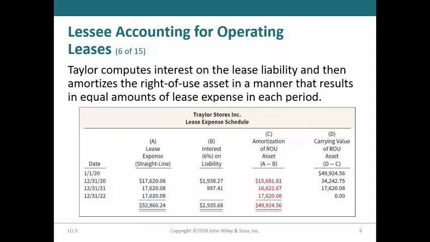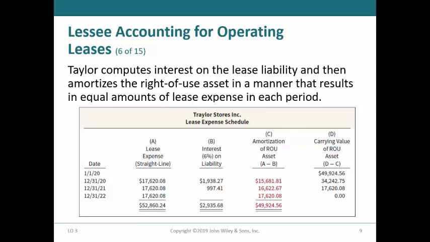So for the first year, we take the annual lease payment of $17,620.08 and subtract the interest that was calculated in the prior amortization schedule of $1,938.27 to determine the amortization of the right-of-use asset of $15,681.81.